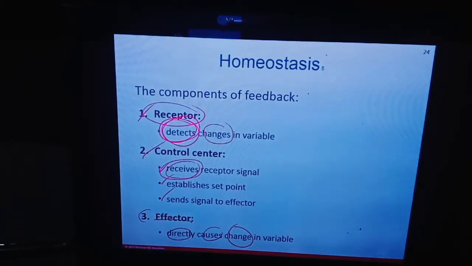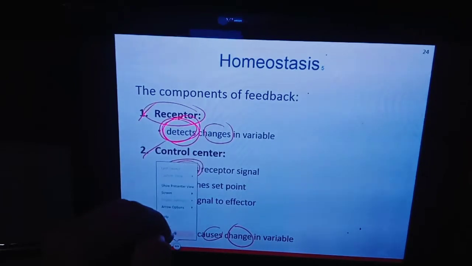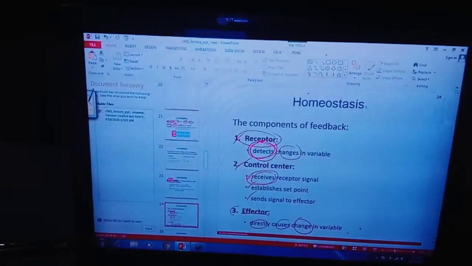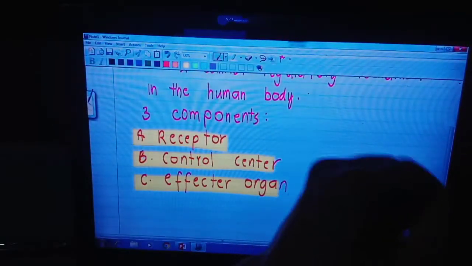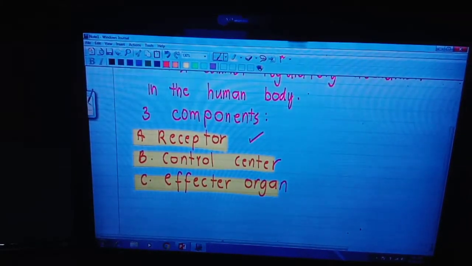So how does this happen, guys? You have to think of a loop. Going back to our journal so we can see it. So, receptor. What does our receptor do?